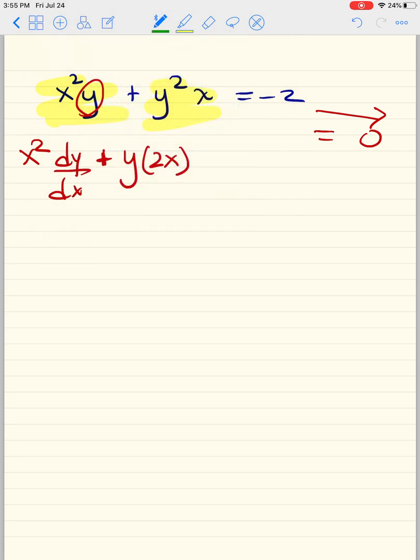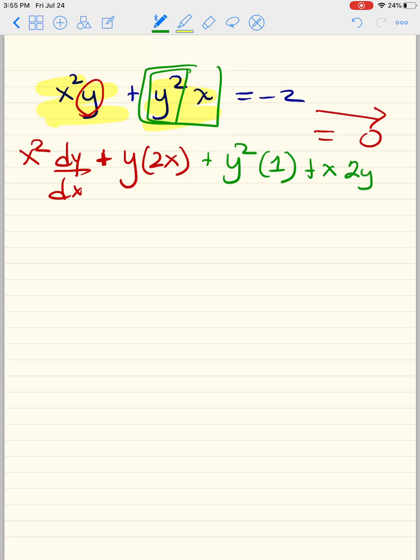When you keep a y, you don't put a dy dx with it. Now I'm on to the next guy. Plus, keep the first, that's y squared, derivative of x is 1, plus keep the second, x, derivative of y squared, 2y dy dx.